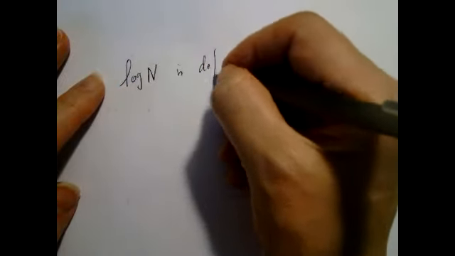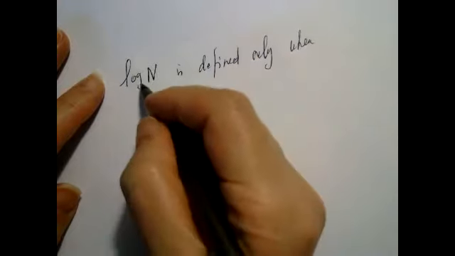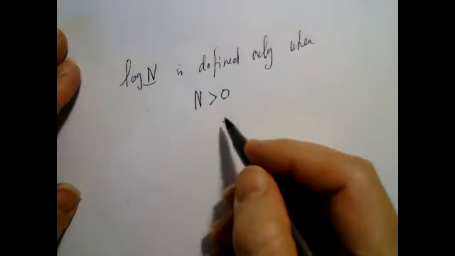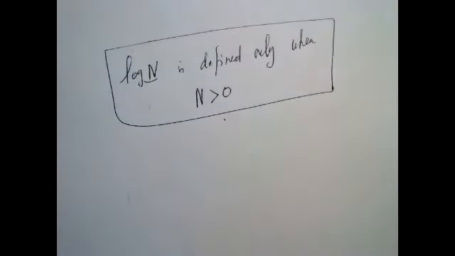So the first thing tells me that the log of n is defined only when n is positive. It means the input, what we put here, has to be a positive number. Otherwise, it doesn't make sense anymore.